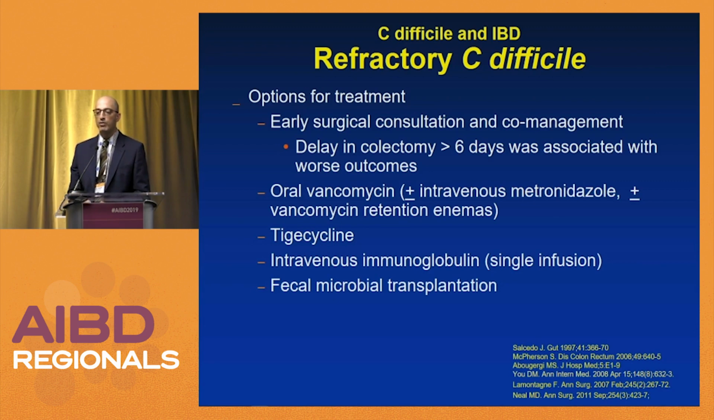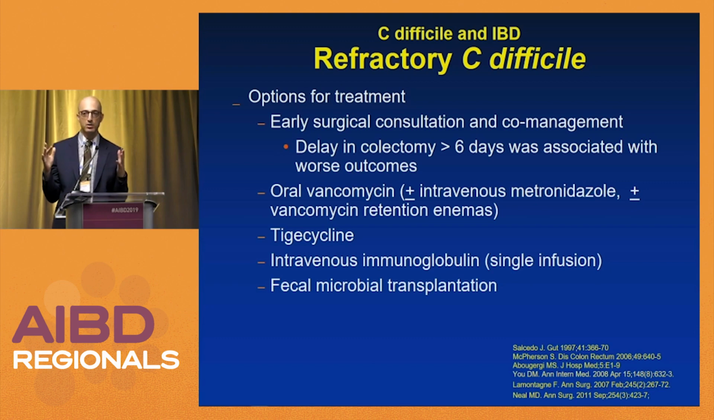How do we handle refractory disease? When we're talking about refractory disease, we're talking about patients who are not responding to antibiotic therapy for their C. diff. This is a minority of patients. So patients who have severe complicated disease should have a surgical consultation. And then typically the mainstay of treatment is oral vancomycin with or without IV metronidazole, and you can consider using vancomycin retention enemas, especially in patients who have an ileus and cannot tolerate oral therapy.